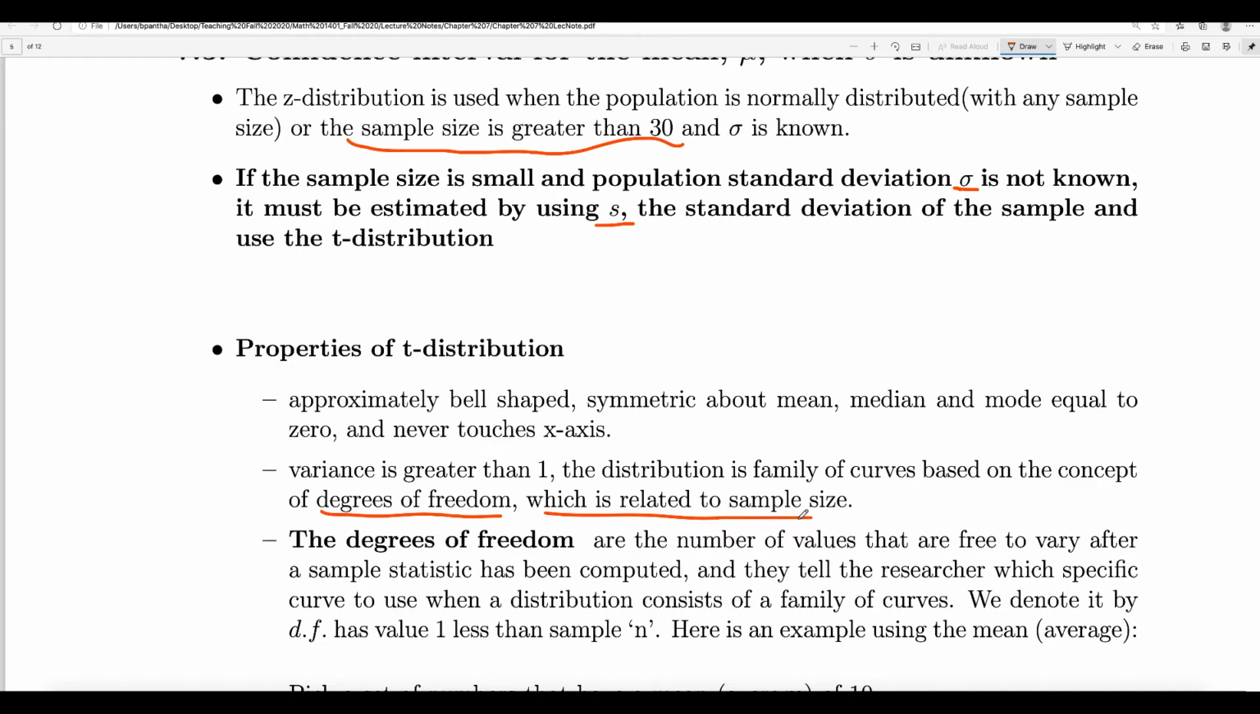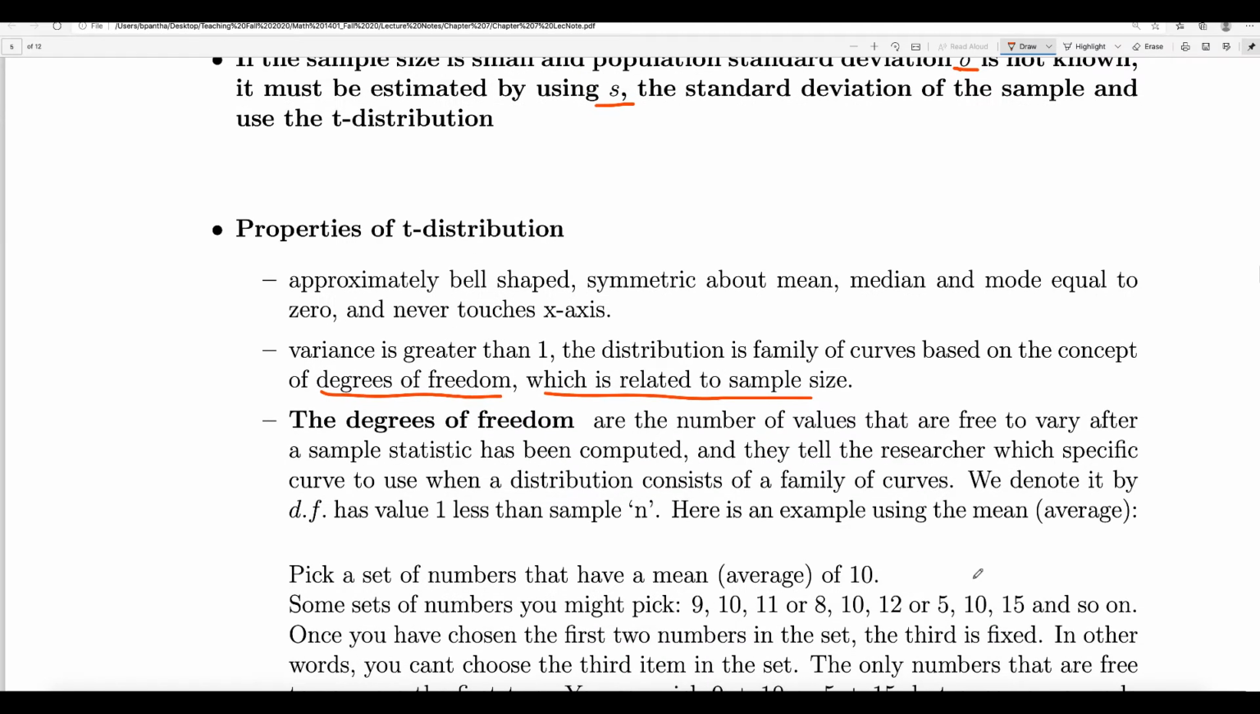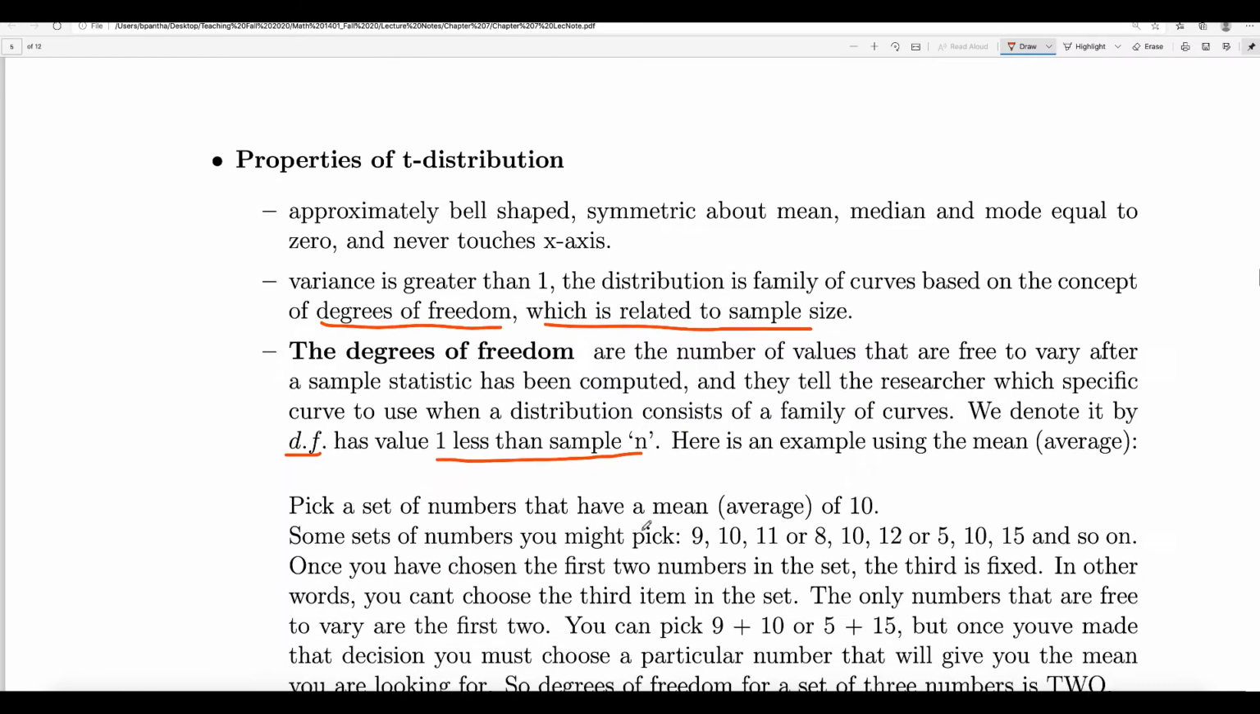When you use the t table or inverse t, you will need the degrees of freedom there. The degrees of freedom are the number of values that are free to vary after a sample statistic has been computed, and they tell the researcher which specific curve to use when a distribution consists of a family of curves. We denote it by d.f., and it has one less value than the sample size n. Here is an example.